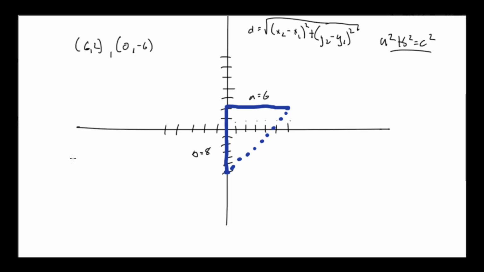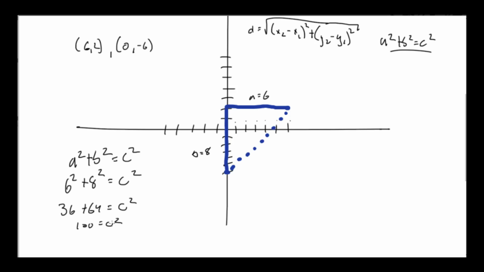So now we have a squared plus b squared is equal to c squared. We now know that a is equal to 6, so we need that squared, plus b, which is 8 squared, will give us the length of the hypotenuse. So we're going to have 36 plus 64 is equal to c squared. 100 is equal to c squared. Let's take the square root of both sides, and we're going to have c is equal to 10. That's a lot of work.